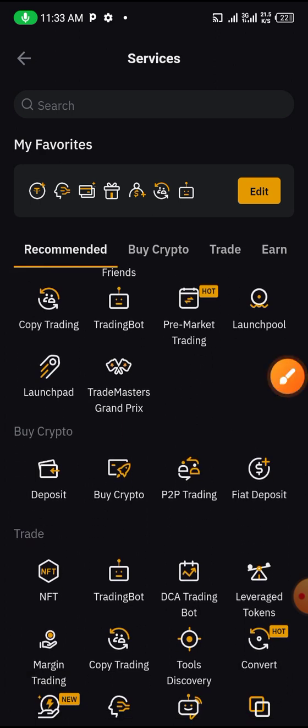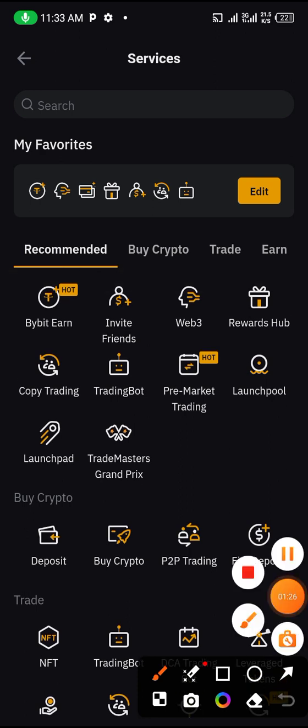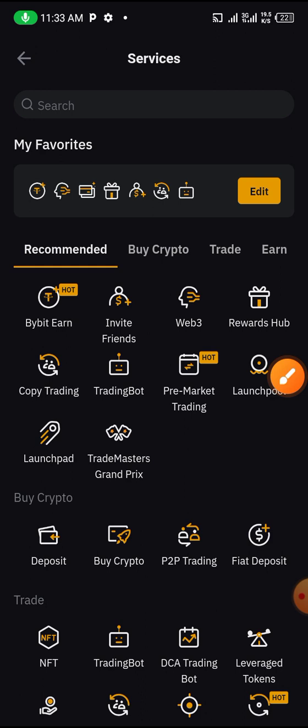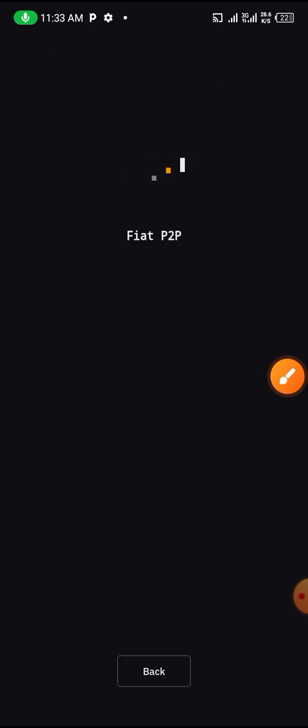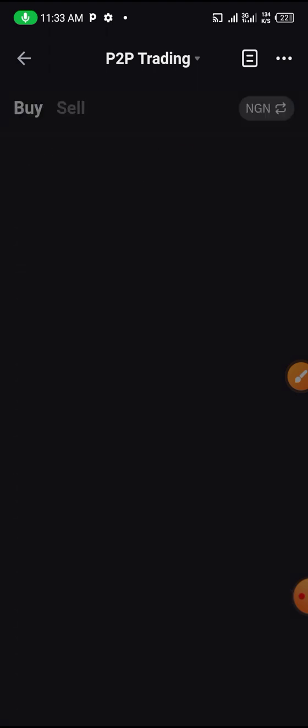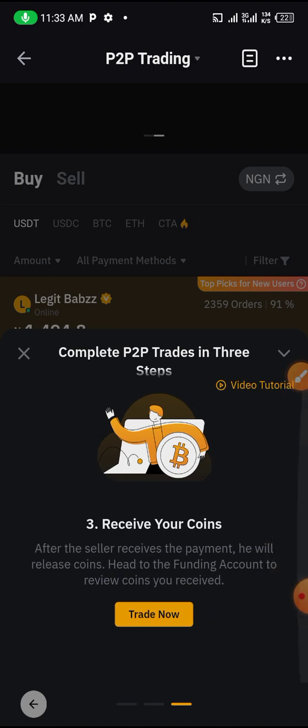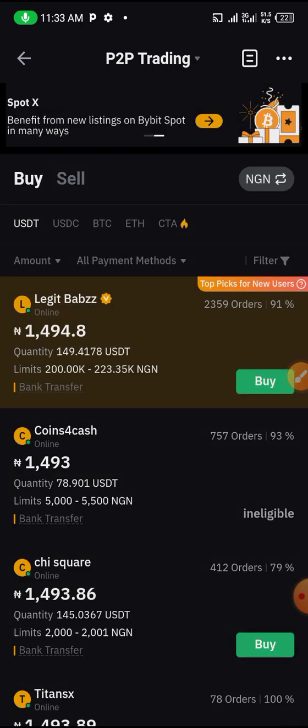Okay, see my P2P trading. See mine. So this is P2P trading. Okay, so you click on P2P trading. Now, click on get, let's start trading.